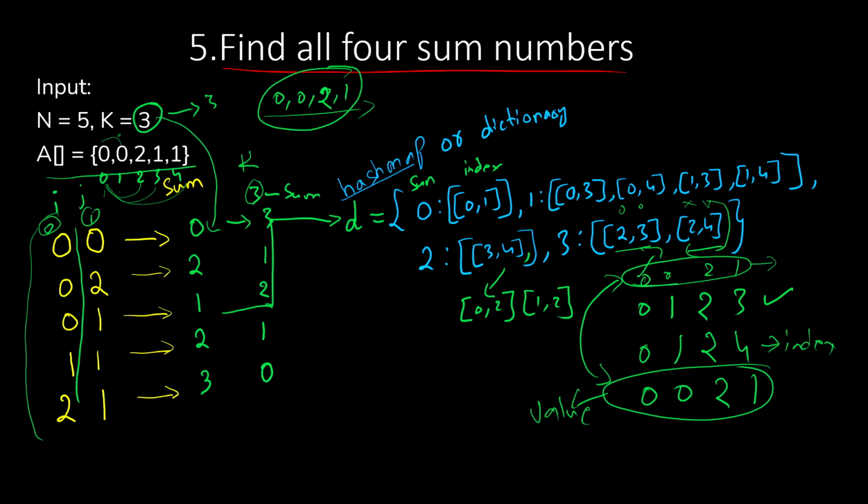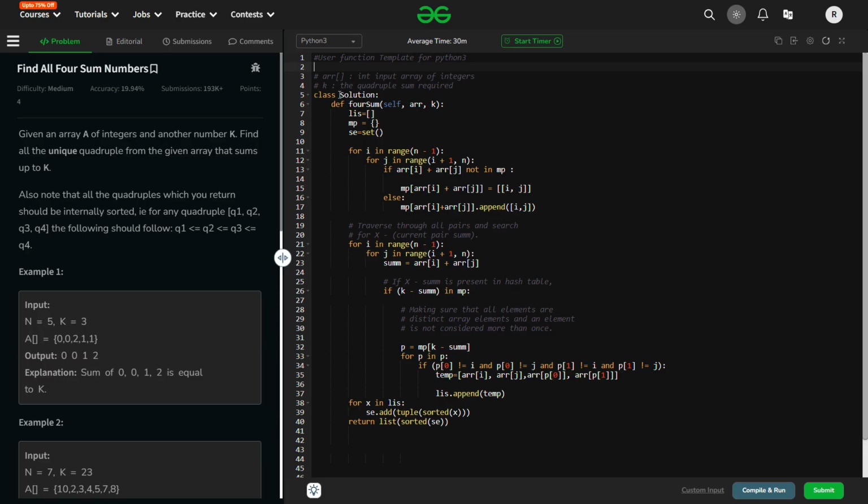If you still have some doubt, let us go into the coding section. After seeing the code, it will be more clear. Now we're inside the question, Find All Four Sum Numbers, coding part here. And this is the same thing that we have discussed. This list will store all the possible four summation values. And this MP dictionary is to store the two pointer values here. Okay, it will be used for checking. It will also be used for storing the two pointer value.